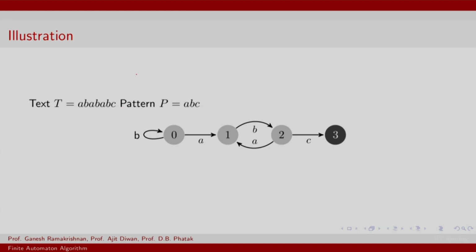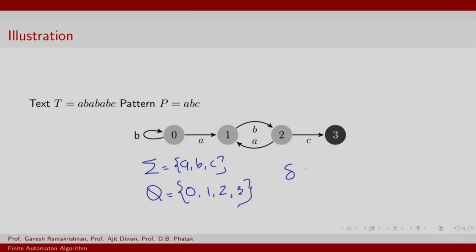So let us illustrate with an example. We have pattern P equals ABC and we need to see what are the matches of ABC in the text AB, AB, ABC. I have constructed this finite state automaton corresponding to the pattern. It has four states: 0, 1, 2 and 3. So there is an accept state, a start state and two intermediate states. The sigma consists of A, B and C, which is the alphabet.